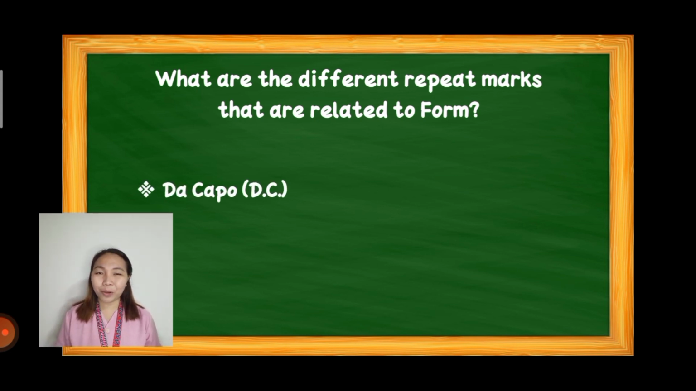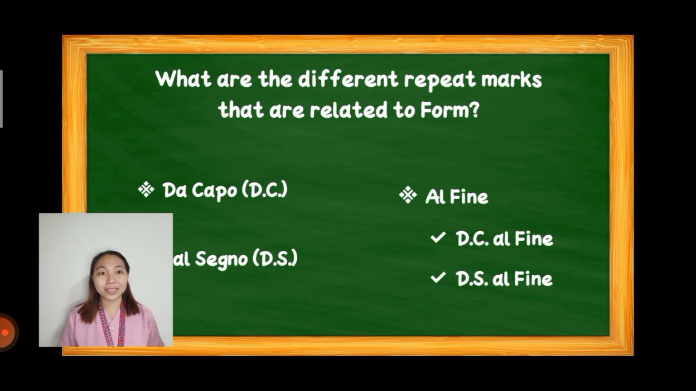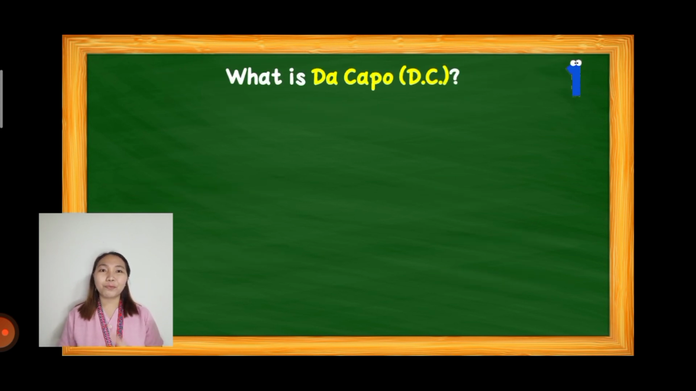First is the Da Capo or DC. The second one is Dal Segno or the DS. The third one is the Al Fine. So we have here the DC Al Fine, the DS Al Fine. First is the Da Capo. What is Da Capo or DC?